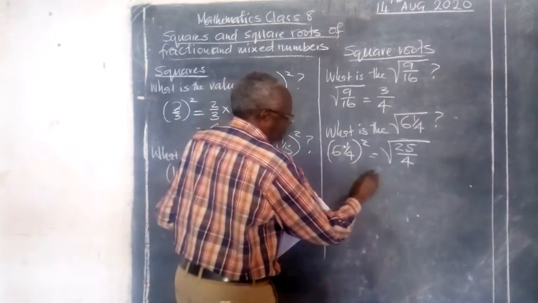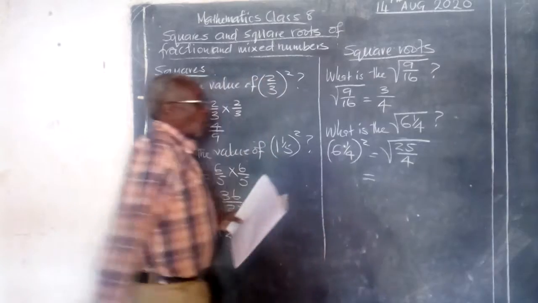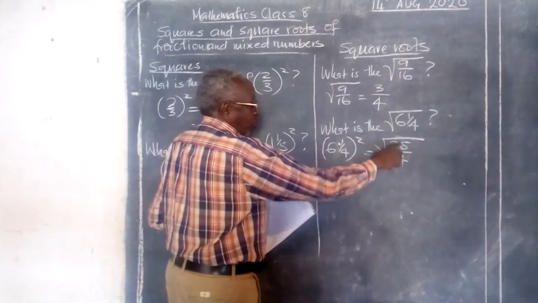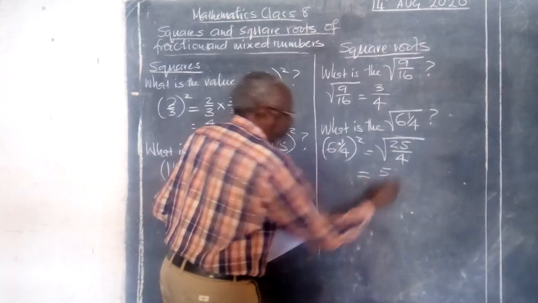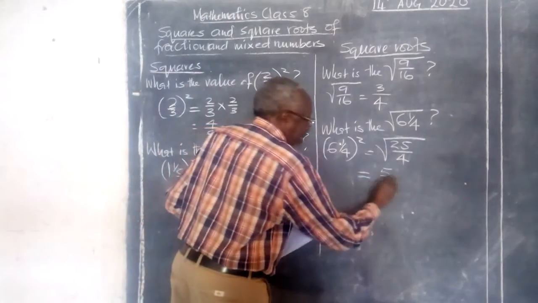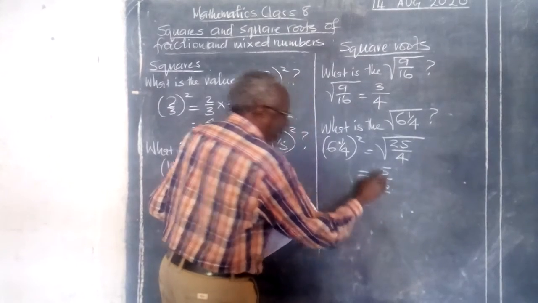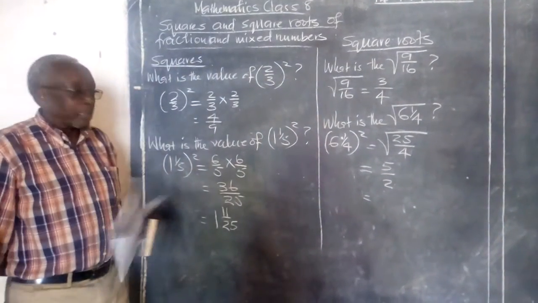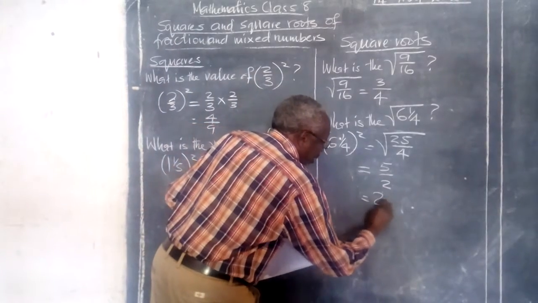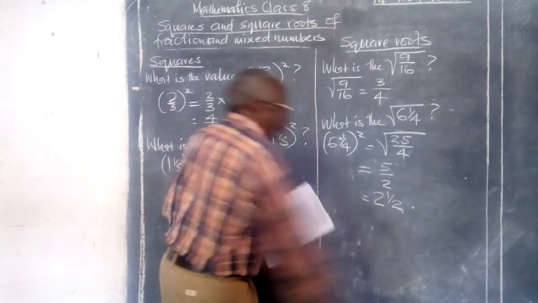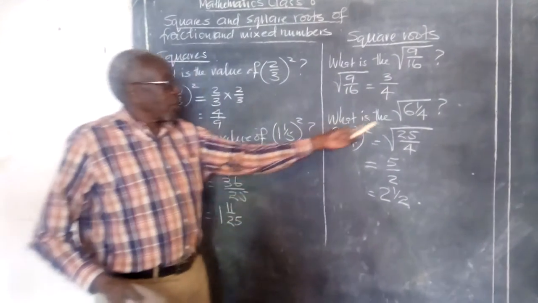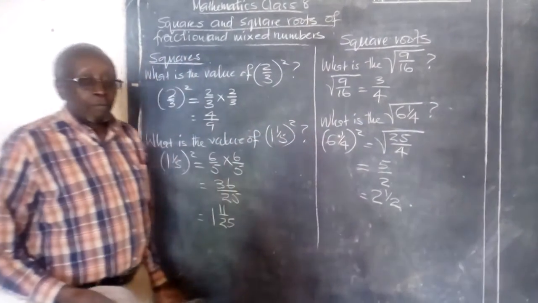And so here we shall ask ourselves, what number do I multiply by itself to give me 25? That gives you 5. And what number do I multiply by itself to give me 4? That is 2. So we cannot leave it this way. We have to simplify that. And when we divide 5 by 2, we shall get 2 and a half. So this 2 and a half is the square root of 6 and a quarter.